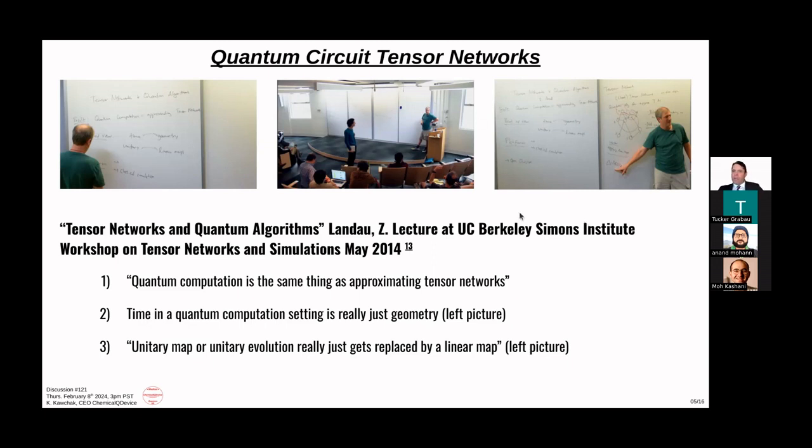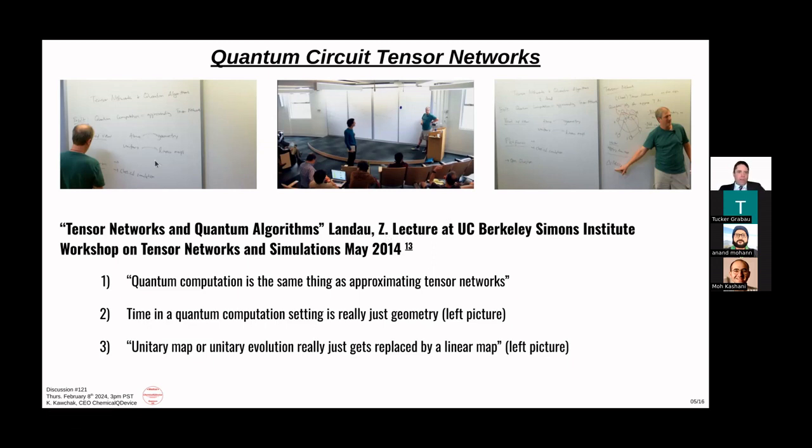So this gentleman is very open with the crowd. This is at UC Berkeley at Simons Institute, their workshop on tensor networks. And a lot of times, if you see some of these more recent talks, they just get right into it, and they assume that you know exactly everything that's been going on in quantum circuit tensor networks the past 5 years. But this is a little bit older one, and that's exactly what he said.